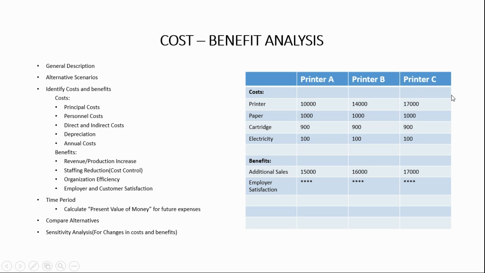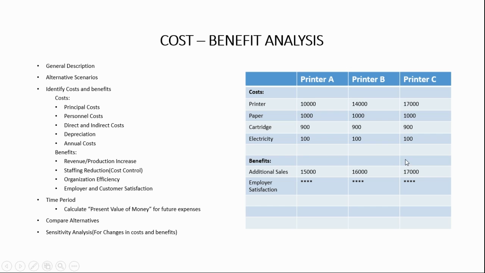Let us consider the third scenario. We are buying a still larger printer. The cost of the printer is going to be 17,000. There is no change in the further cost, and the benefit is going to increase by further 1,000. So the total sales comes under 17,000. So the employer satisfaction is going to be 4-star.